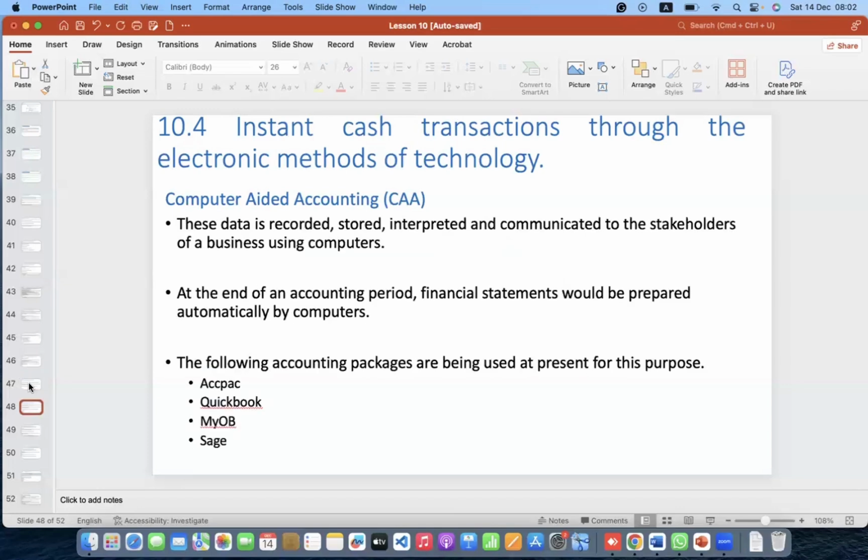These data are recorded, stored, interpreted, and communicated to stakeholders of the business using computers.